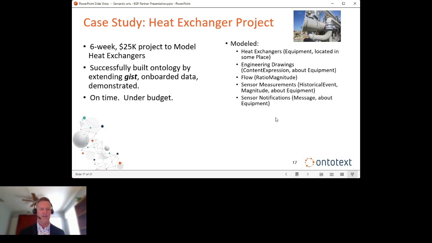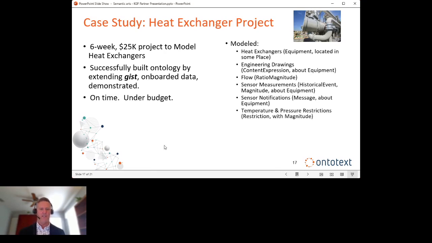Sensor notifications. They don't only want the measurements, they want something to sit there and send a message, ping somebody and tell them that they were notified. Just as a notion of a message. And again, sensor notifications really would be a message about equipment. Chances are they would also link back to the particular measurement value, which we talked about above. So they'd be able to get the magnitude and know which piece of equipment it's about and when it happened.